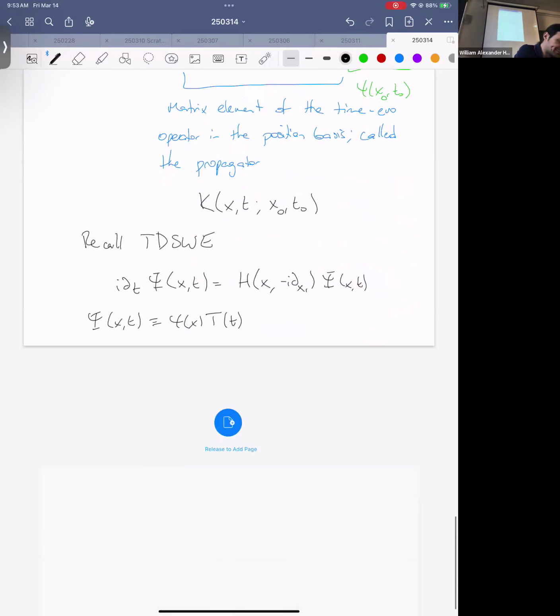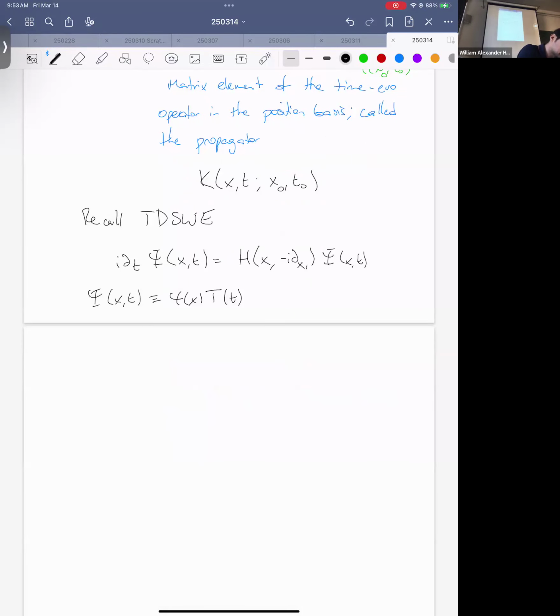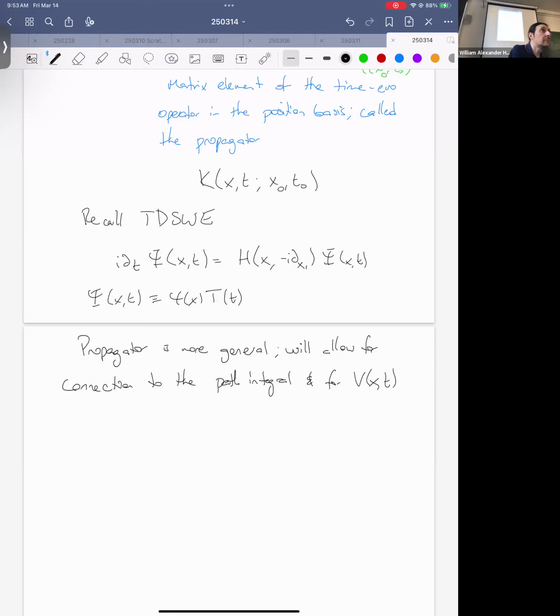So let's do an example. And so let me just put this in. So the propagator is more general. It will allow for connection to the path integral and for potentials that depend explicitly on time. Okay.